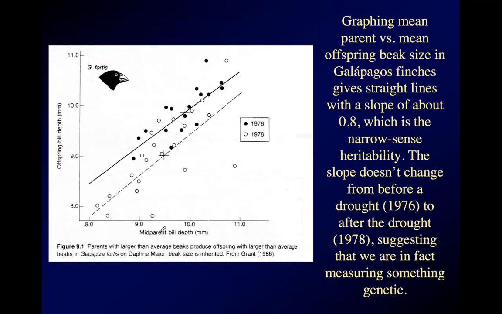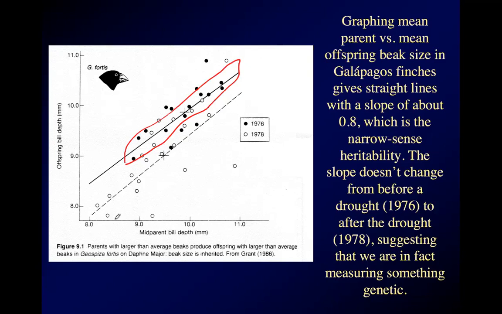You can do it in studies of natural selection as well. Here you've got on the x-axis mid-parent bill depth, right? That's the average of the bill depth of both parents in a population of the medium ground finch, Geospiza fortis, on the island of Daphne Major. And you can see in 1976, you have this very nice linear relationship between mid-parent bill depth and mean offspring bill depth, all of those dark dots.